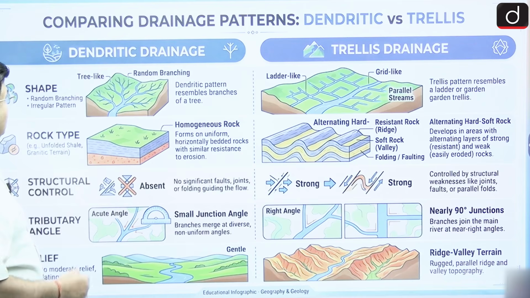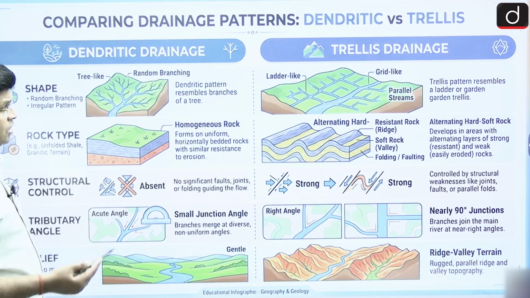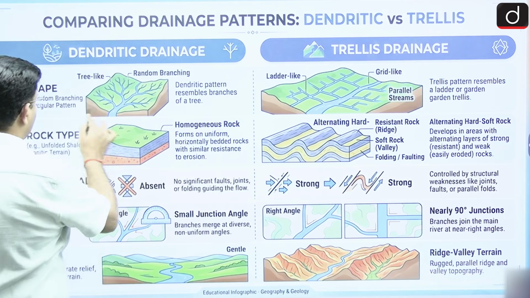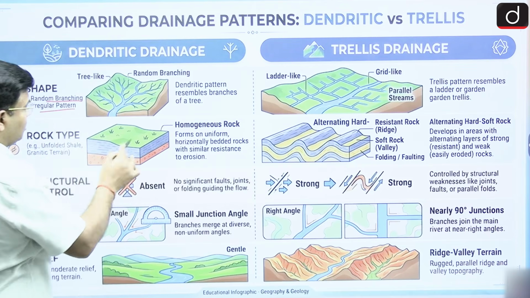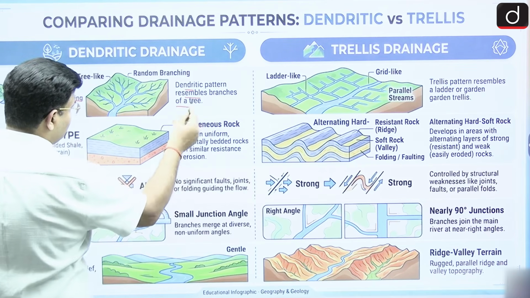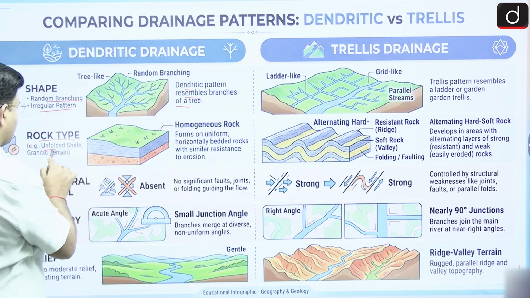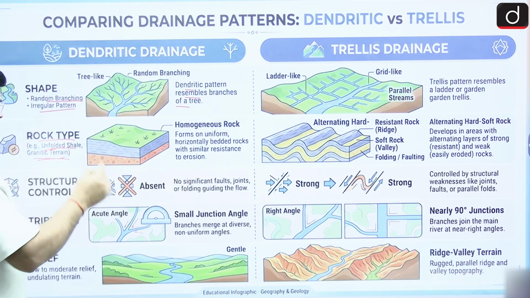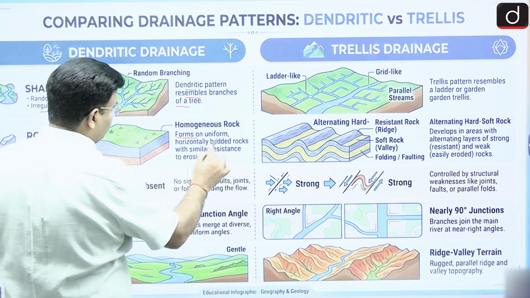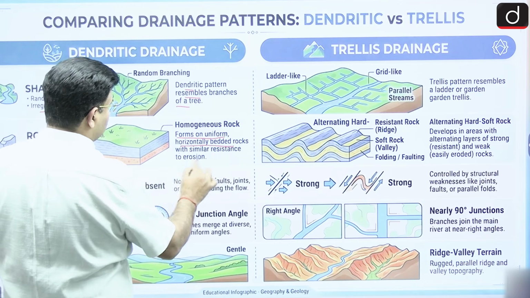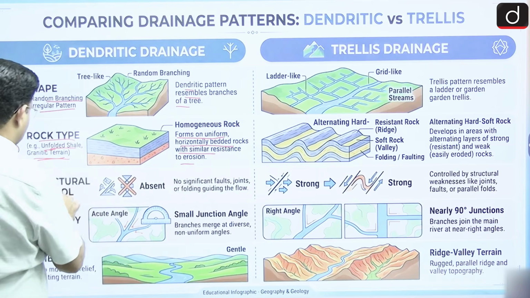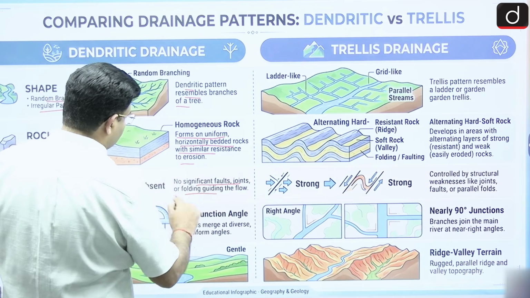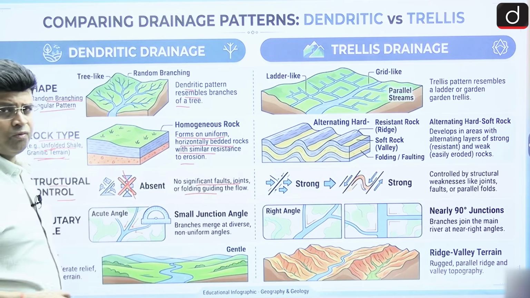Now we have to see dendritic versus trellis. You already know that dendritic is a random, irregular branching pattern. The dendritic pattern resembles the branches of a tree. As for rock type, it is unfolded, either sedimentary or granitic terrain. It forms on uniform, horizontally bedded rocks with similar resistance to erosion. Structural control is not existing, so no significant faults, joints or folding play a role in the flow of the river.